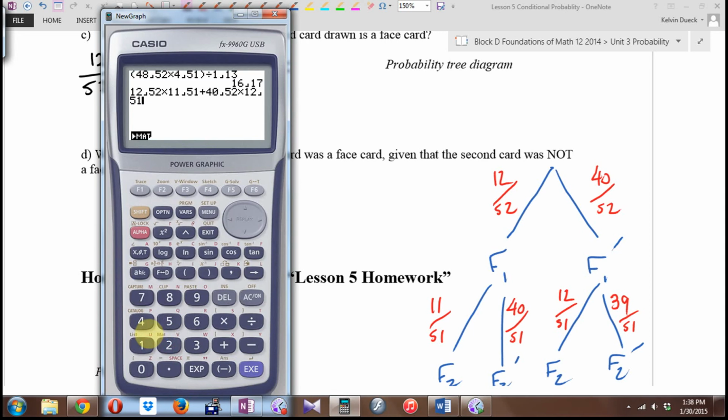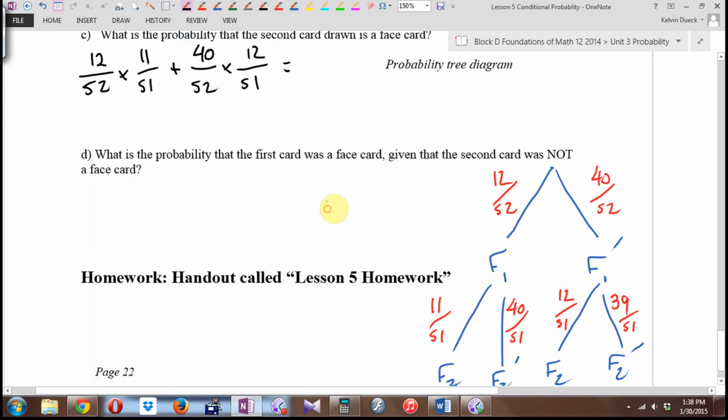Did I type that right? That and that, or that and that. No? Am I right? Yeah? Okay. Okay.